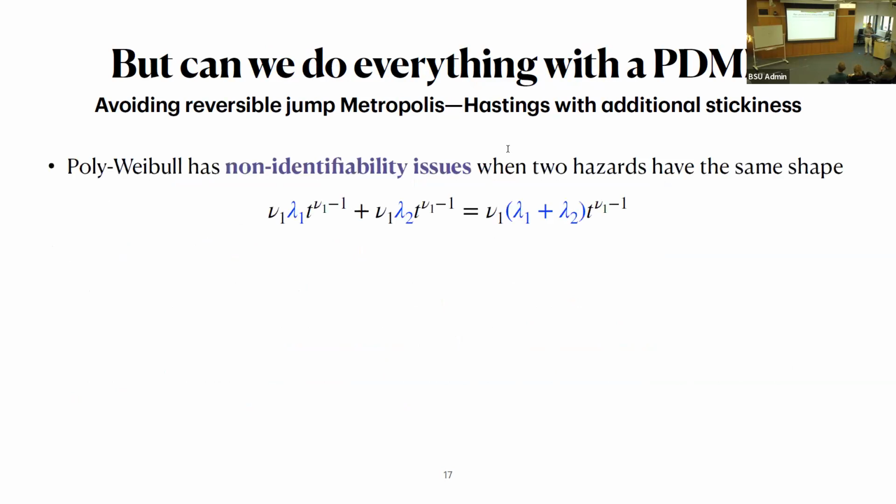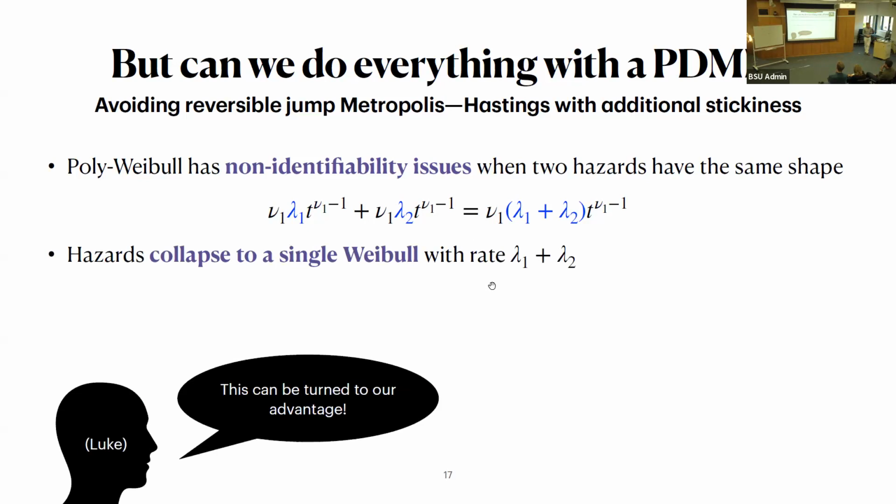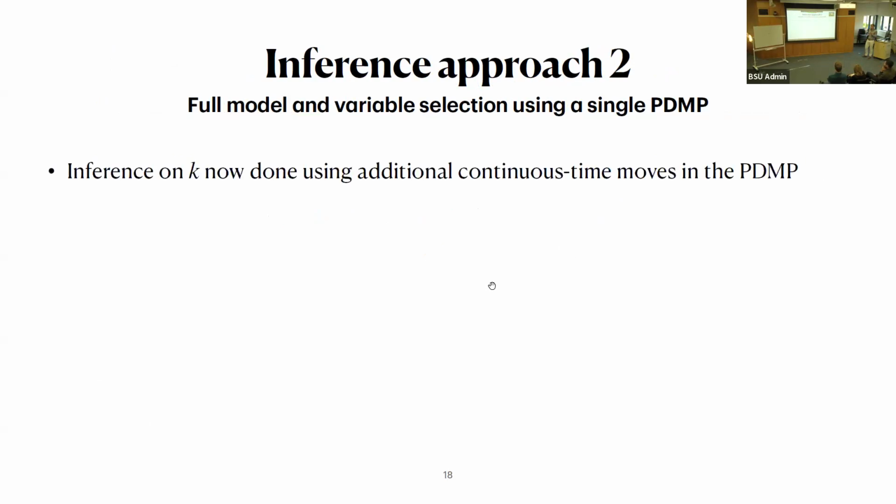And actually we can. So particularly for the poly-Weibull model, there are these known non-identifiability issues: if you have 2 different hazards in your model that have the same shape, then actually they relax to being a single hazard, where the rates are added together and you've got that shape. So you collapse to a single Weibull. And Luke noticed that this perceived difficulty can be turned to our advantage. We can exploit this to design a split and merge PDMP, which allows you to reduce or extend the number of components in your model.